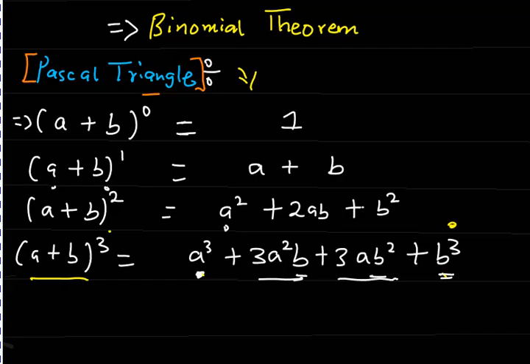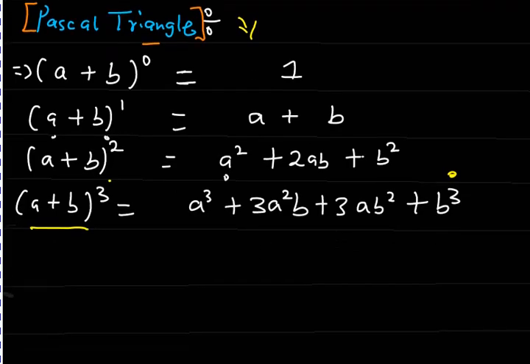Now the question is, what happens with the coefficient? Remember, there's a coefficient. How do we get the coefficient? It is the Pascal triangle that will enable us find the coefficient. Look at how we get the coefficient, starting with this. Please take note, the first and the last coefficient is 1.